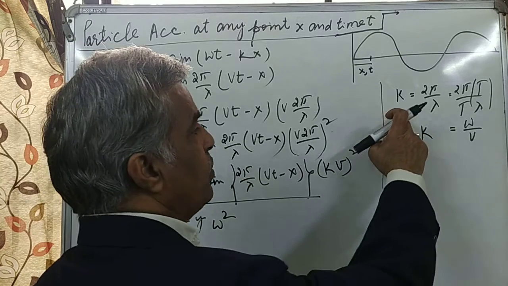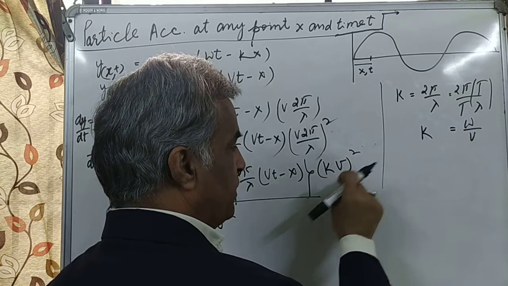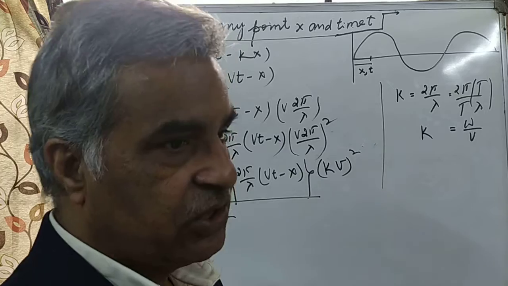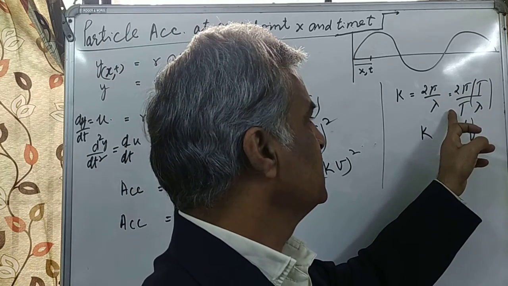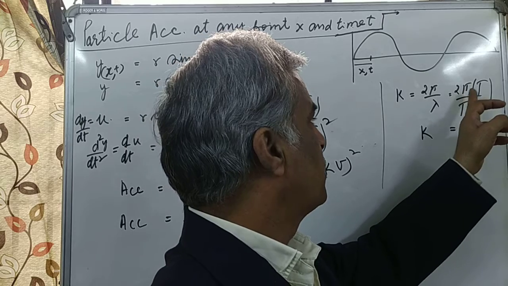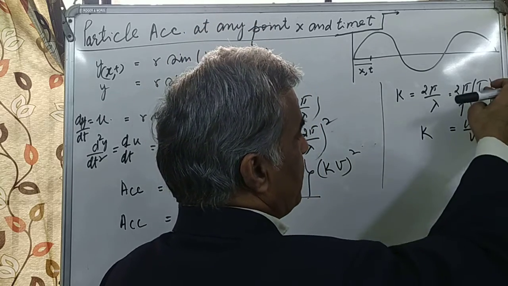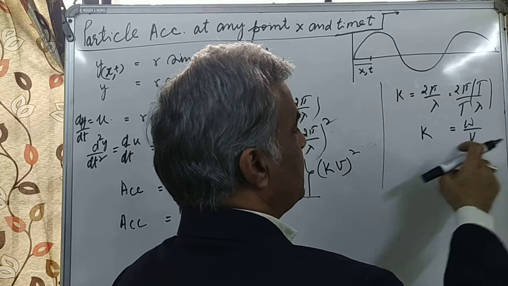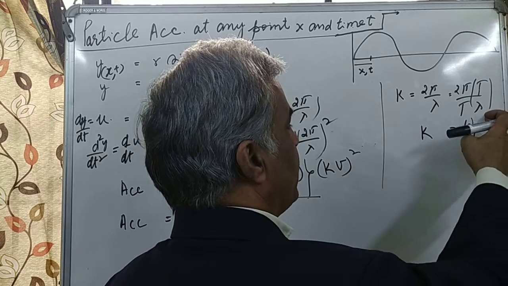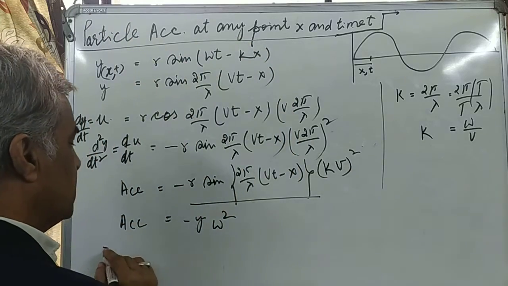So k equals 2 pi by lambda, but the omega value is kv. In SHM you write omega equal to 2 pi by T, and I have multiplied and divided by lambda. So lambda upon T is the velocity, and 2 pi by lambda is k, omega upon v is k, so omega equals kv. So in place of kv I substitute omega. So this is the relation.